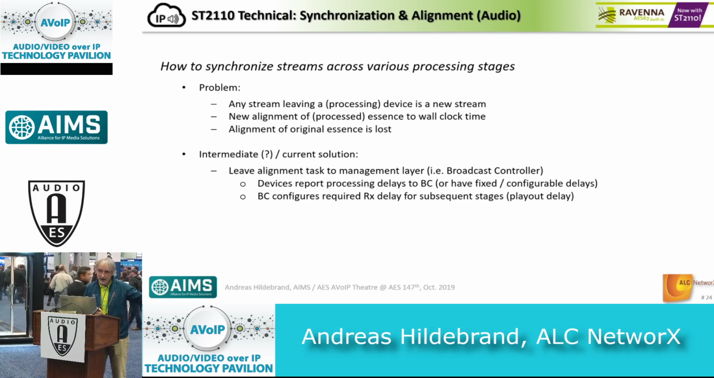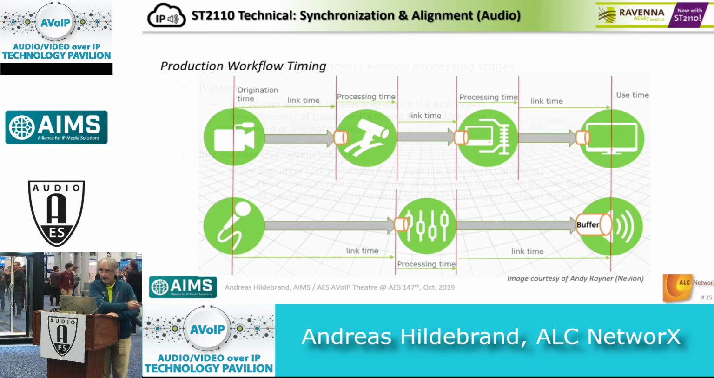So in other words, devices report their processing delays to the broadcast controller, and the broadcast controller then knows how many different processing stages a flow passes through, and then accumulates that and tells the participating receiving devices, oh, you have to delay your playout with respect to the incoming stream from the last processing stage by half a millisecond or 1 millisecond or 30 milliseconds, and can exactly calculate that for any endpoint for that particular media essence.